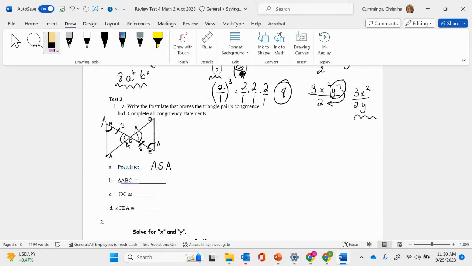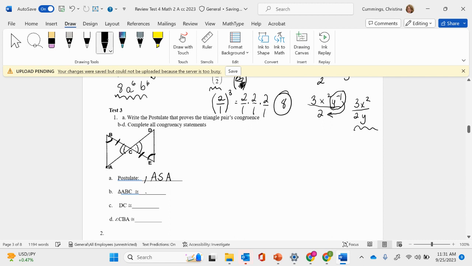Here's A. Let me get rid of my angle, side, angle. A little confusing. Okay. A, B, C. Now, what triangle is that congruent to?